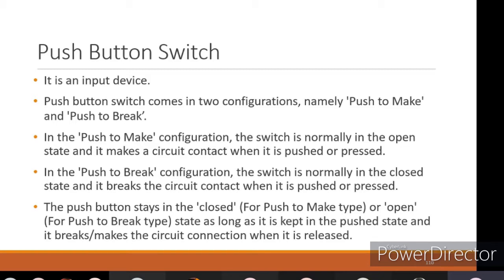The push button stays in the closed state for push to make type, or open for the push to break type, as long as it is kept in the pushed state, and it breaks or makes the circuit connection when it is released.